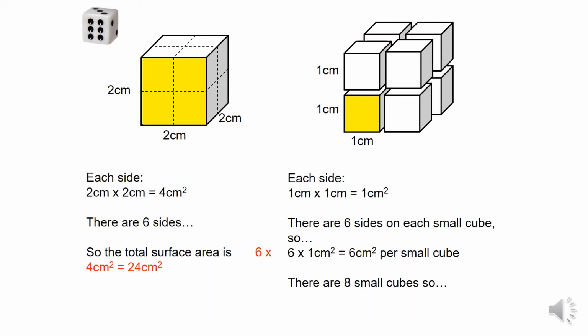And there are 8 small cubes, therefore 8 times 6 centimetres squared will give us a total surface area of 48 centimetres squared. So you can see by cutting it in half in all directions, we have doubled the surface area. And if you think about what we said with concentration, the more particles that are present and available for collisions, the more frequent those successful collisions will be. And the more frequent successful collisions we have, the faster the rate of reaction.